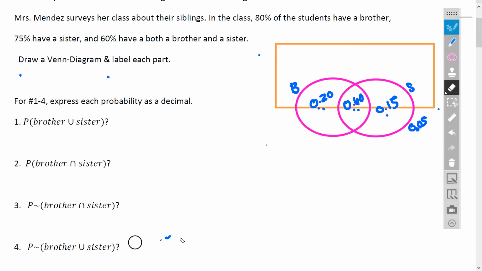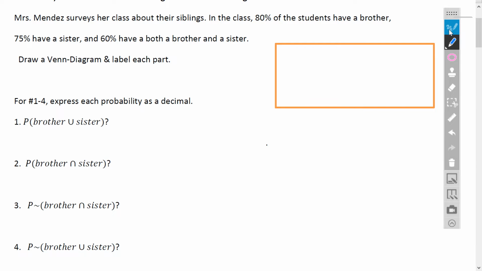Lastly, we need the probability of the complement of brother or sister. So brother or sister was 95%. That's this, this, and this. The complement would just be everything else, which is just people who don't have any siblings, which is 5%, 0.05.